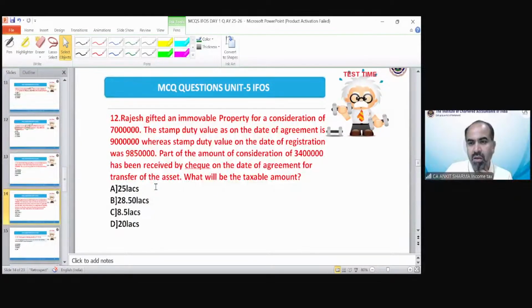Any other question? Jayendra is asking about page number 3.438, the CBDT circular number. Okay, let me see, Jayendra, what you are asking. I have to open the study material. 3.438, let me see.